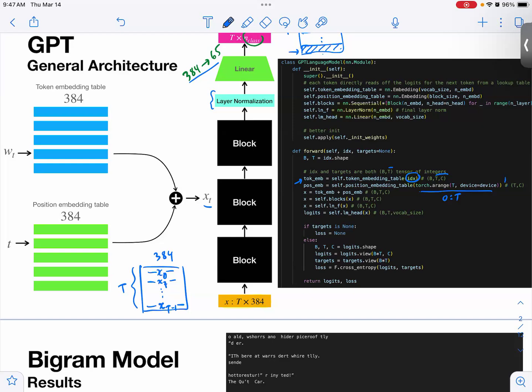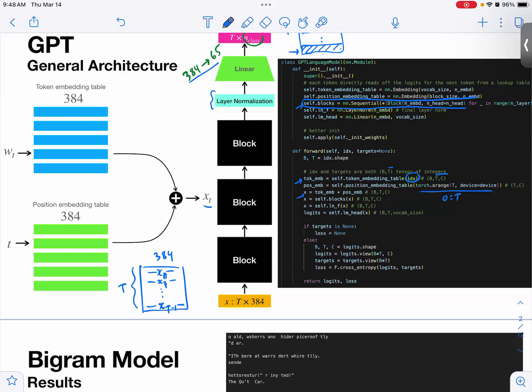But these minor issues we can ignore. You get the X, and then the X passes through these blocks. You can see that the blocks are defined here, right? So this is where the blocks are defined, and you can see it's a sequential application of this block object.